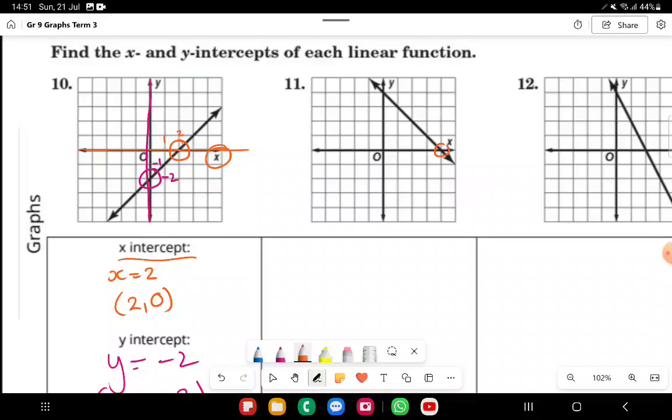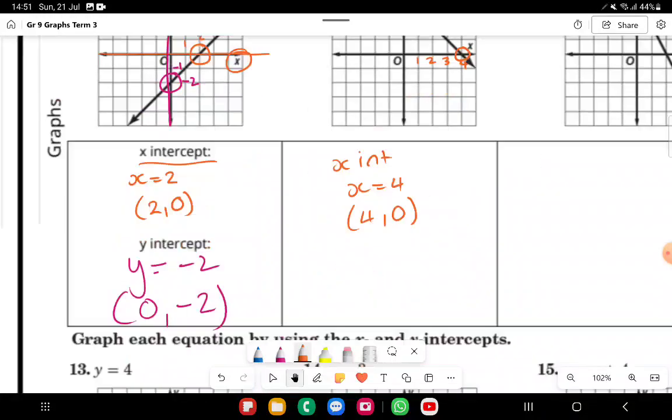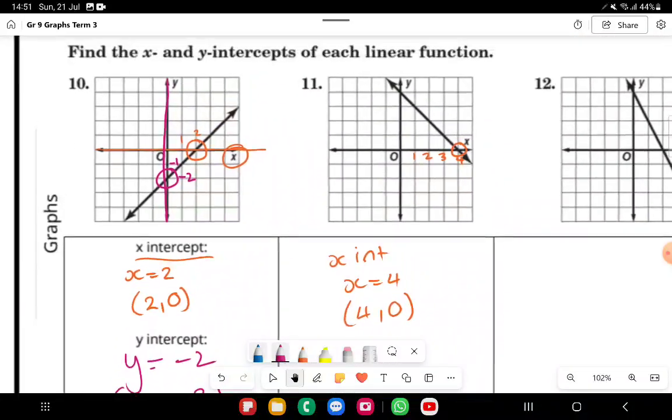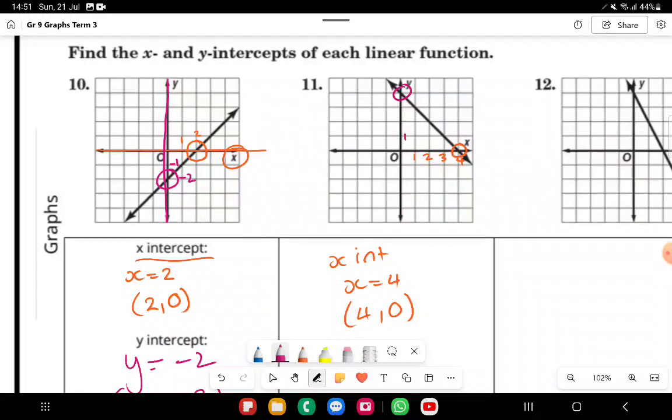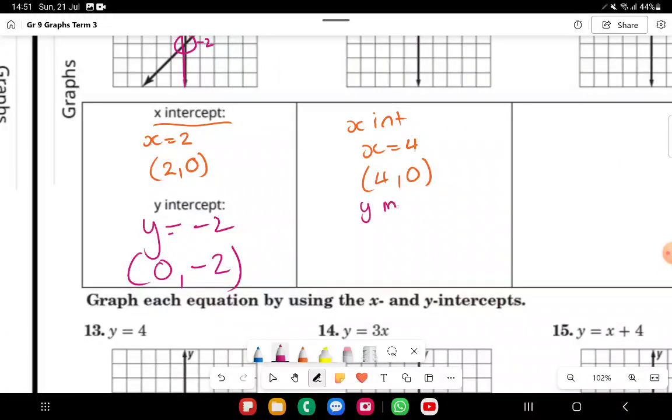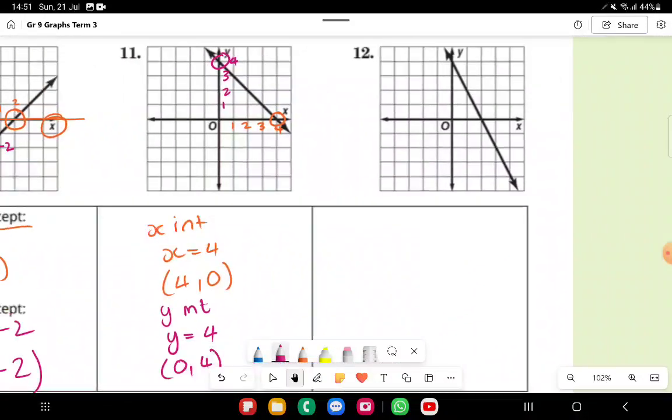X-intercept is over here, 1, 2, 3, 4. X-intercept, x equals 4, coordinates 4, 0. And then y-intercept is over here, 1, 2, 3, 4. Y-intercept, y equals 4, coordinates, now I made a mistake, 0, 4. There we go. Last one.